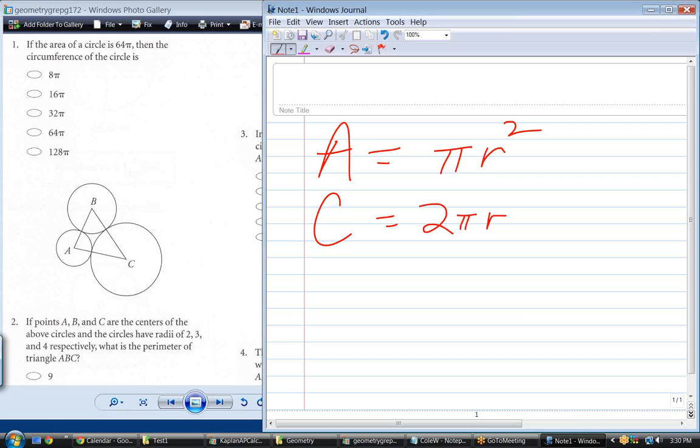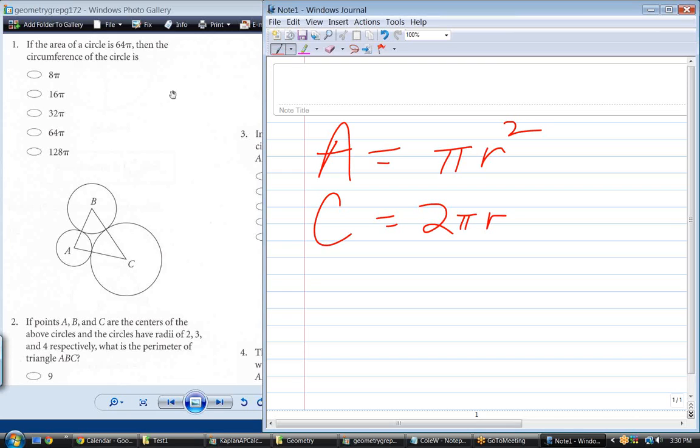Between those two formulas, if they give you the radius, you can figure out area and circumference. If they give you the area, you can figure out radius and circumference. Or if they give you the circumference, you can figure out radius and area. So you just need one of the 3 pieces of information to answer all questions about circles.